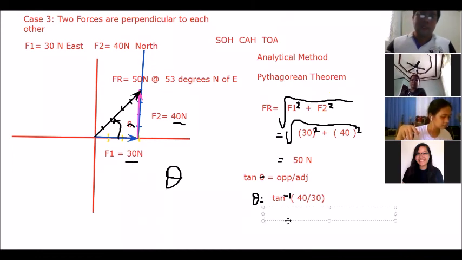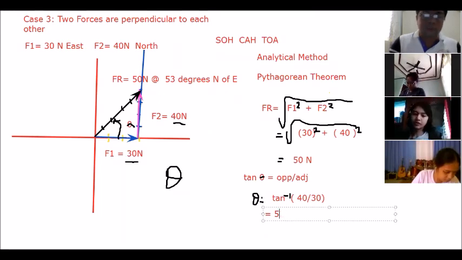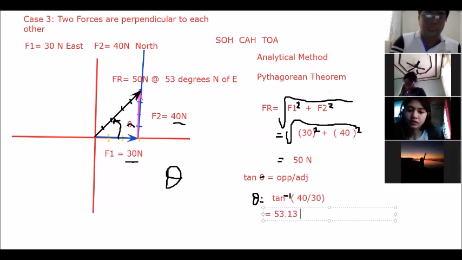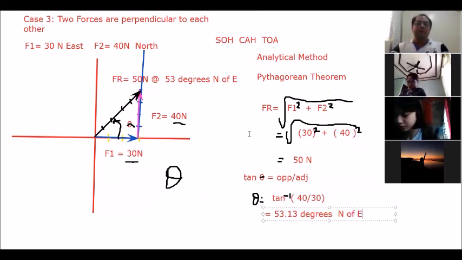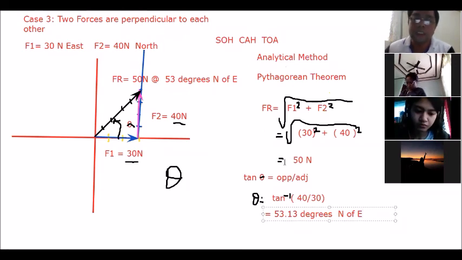Please set your calculator to degrees. So this one is 53.13 degrees. And the direction is north of east. So it's exactly the same as the graphical one, but this is a bit more accurate. So the analytical method is what we always rely on, as a value which is exact.